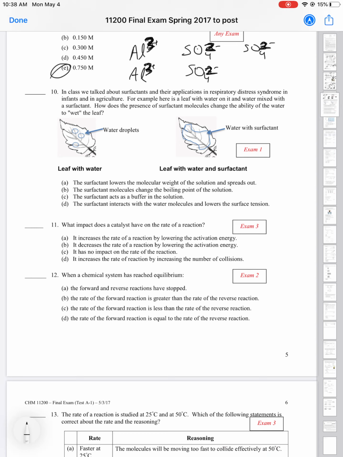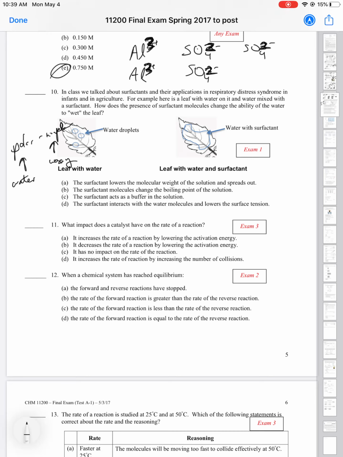In class, we talked about surfactants and their applications in respiratory distress syndrome in infants and in agriculture. For example, the leaf with water on it. How does the presence of a surfactant molecule change the ability of the water to wet the leaf? Remember what a surfactant does, it has some polar end and some nonpolar end. And so the polar end can mix with stuff like water, whereas the nonpolar end will mix with the waxy cuticle on the leaf.